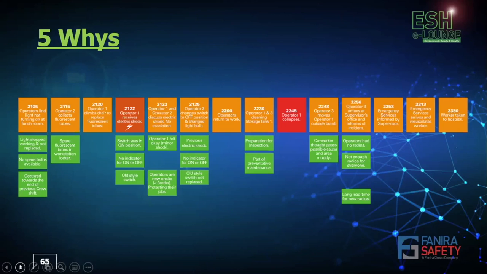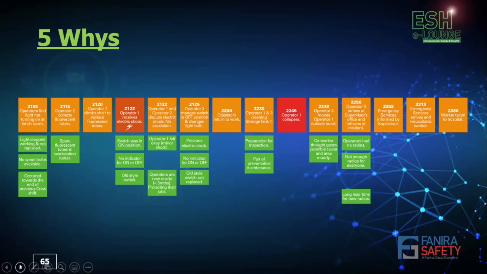And then we proceed. Now, another good one is operator 1 and 2 discuss the electric shock and there's no escalation or reporting. Why did that happen? Well, operator 1 felt it was a minor shock. And then it turns out that operators 1 and 2 were new on site and they've been present for less than 3 months. So again, you go through each event and you undertake your 5 whys.